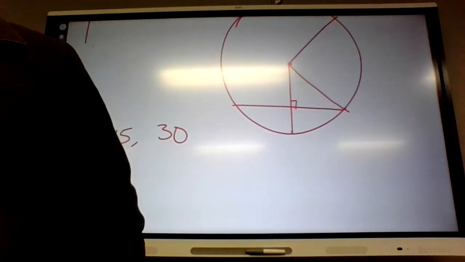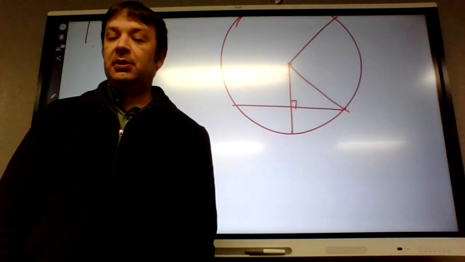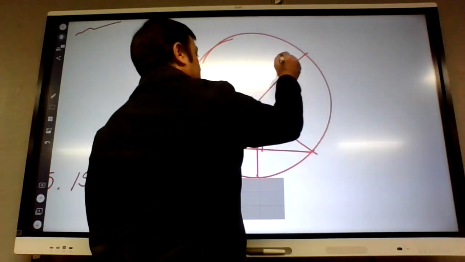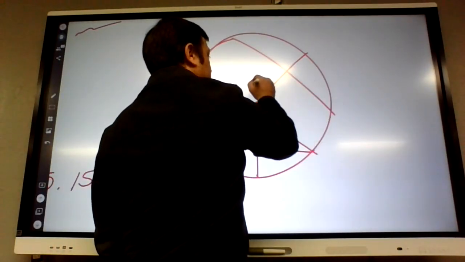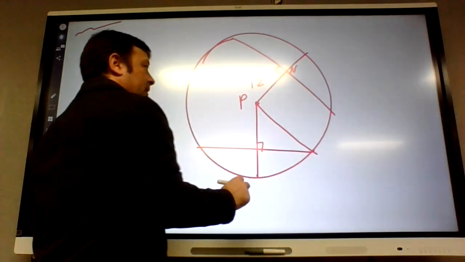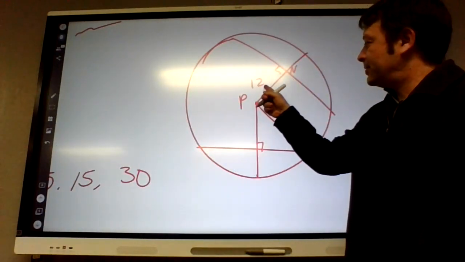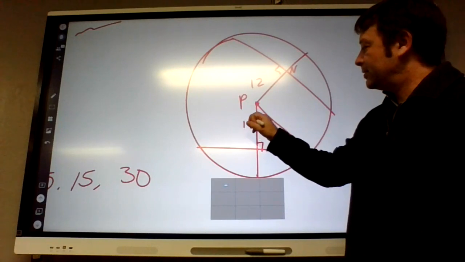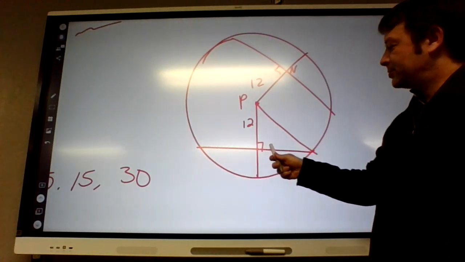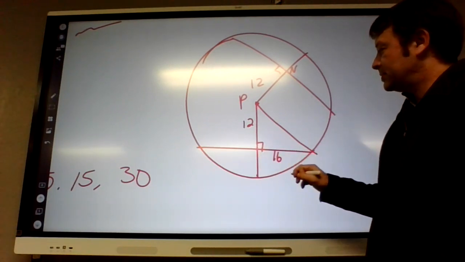Okay, number 7, JL is 32 and PN is 12. This one's PN right there. This whole thing is 32. So if this is 12, this one has to be 12. And if this is 32, this one has to be half, so that'd be 16.